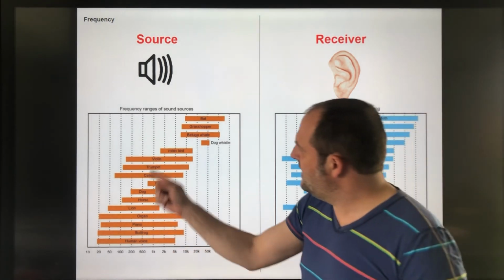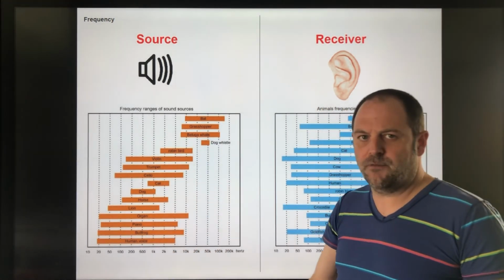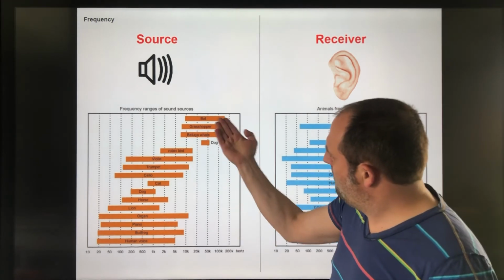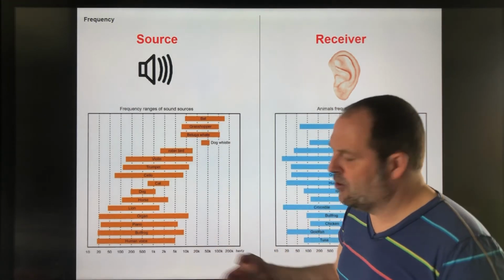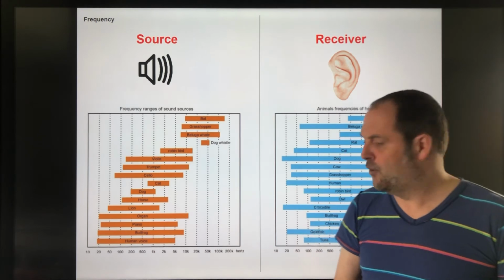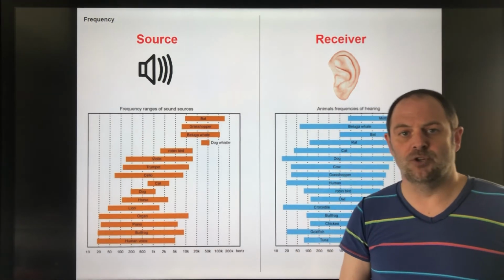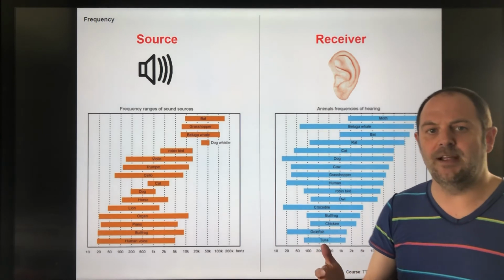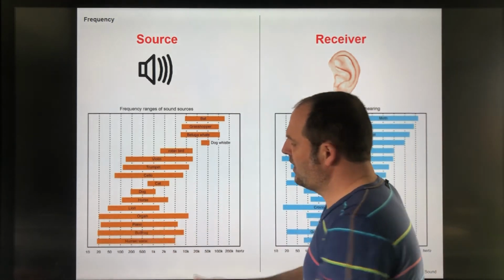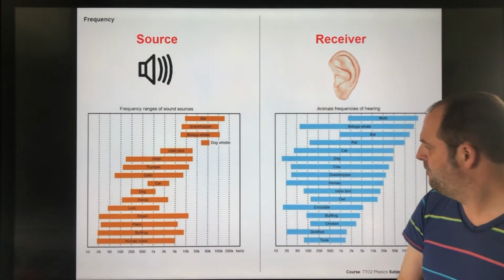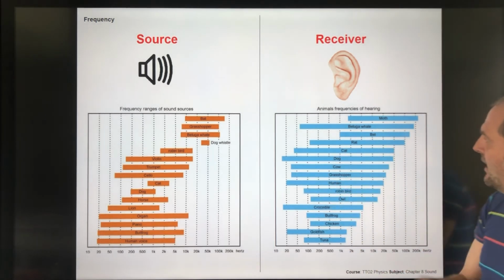You see that the range for different animals is of course different. If you take a look over here at bats, bats produce a sound starting at 10,000 hertz, and it ends up at approximately 150,000 hertz. That is a huge range, and that is a range that we can't produce as a human. Over here you see what we can actually hear.